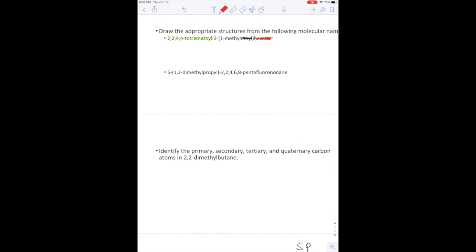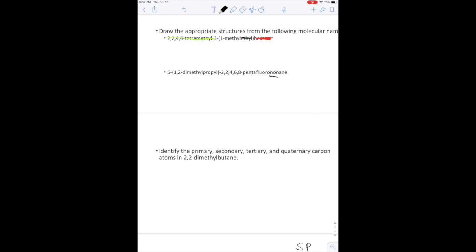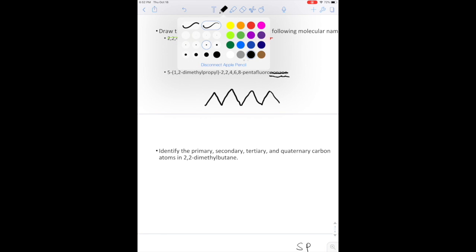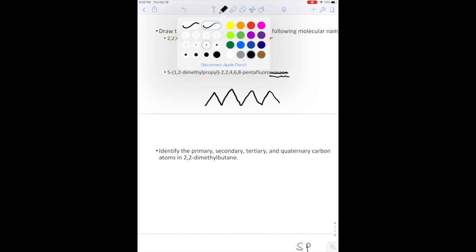Let's move on. So we have a nonane molecule. Nonane is 9 carbons long. So 1, 2, 3, 4, 5, 6, 7, 8, 9. I want you guys to pause this video and try to solve it for yourself. Trust me, this one you will have a blast with. So 2, 2. Let me just start by numbering my chain.